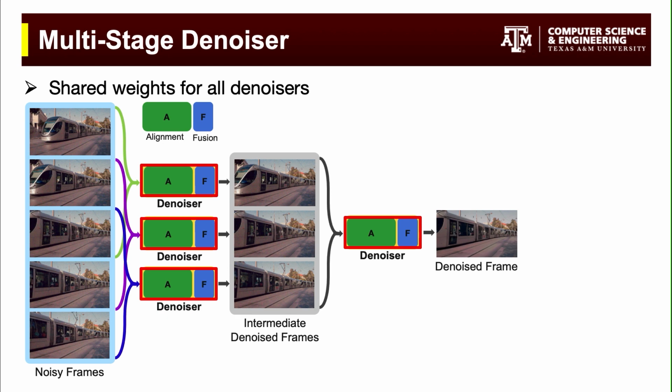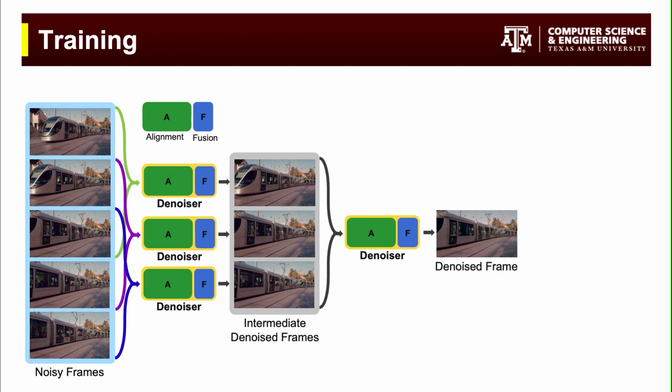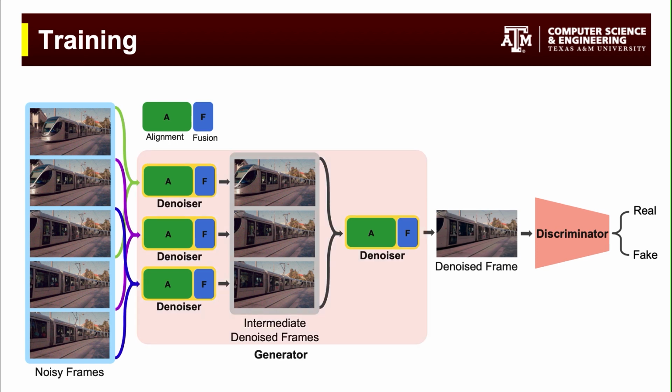Next, I'm going to talk about the training. To ensure our system produces visually pleasing results with realistic details, we train our multi-stage denoiser in an adversarial manner. Specifically, we use a discriminator to distinguish the fake results generated by our denoiser from the real ground truth images. Here, the multi-stage denoiser is the generator, and the discriminator penalizes the generator for producing implausible results.